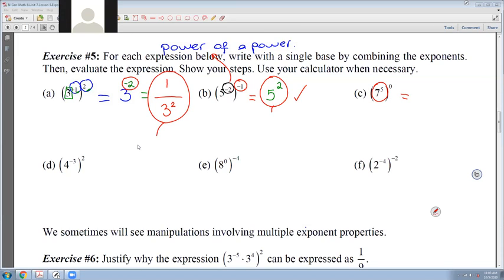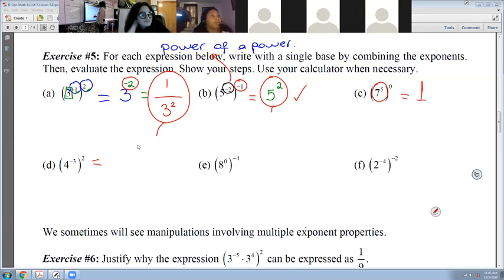Jeffrey, are you here? What is anything to the power of 0, Jeffrey? It's 1. Yeah, it is equal to 1. Thank you.